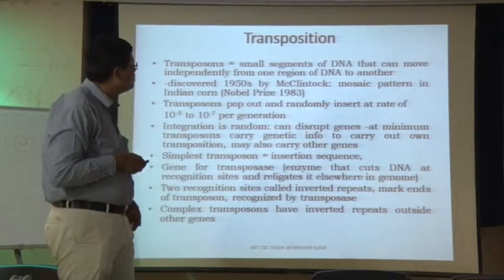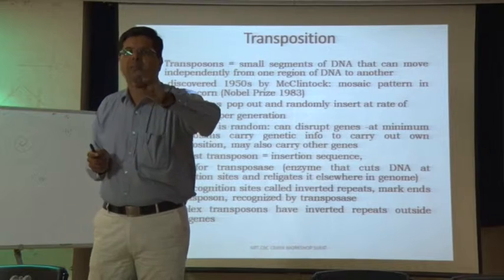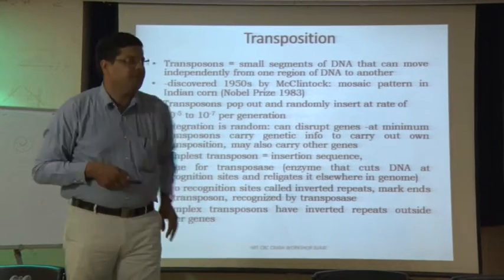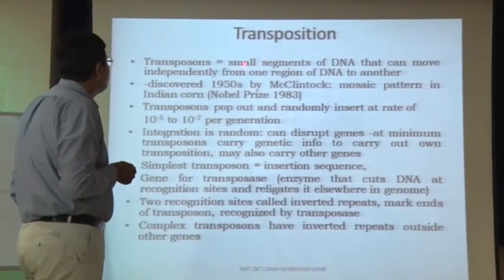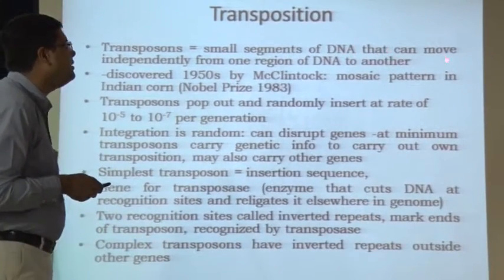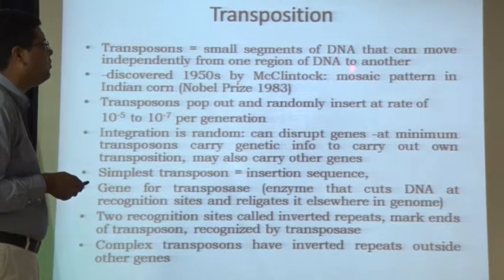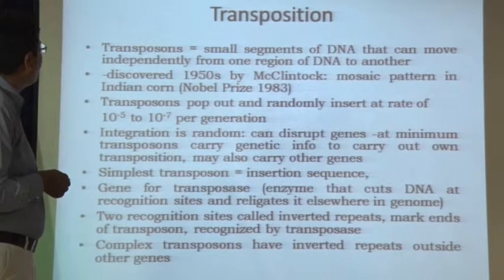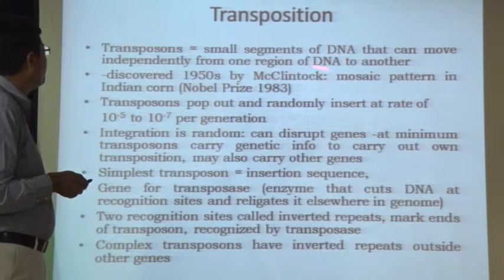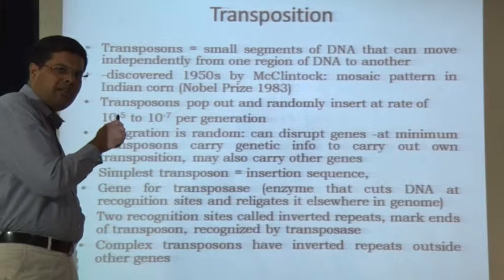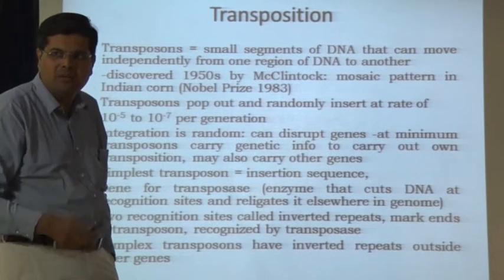We will briefly go through the transposition and then we will switch over to the model questions from transformation, transduction and conjugation. So transposition, you know that transposons are small segments of DNA that can move independently from one region of DNA to another region. You know that in 1950, Barbara McClintock discovered the mosaic pattern in the Indian corn. This is true that Barbara McClintock discovered the transposon Ac/Ds element, you know.